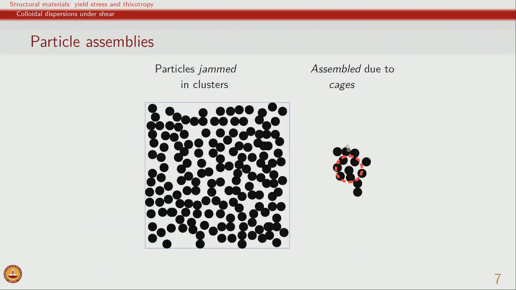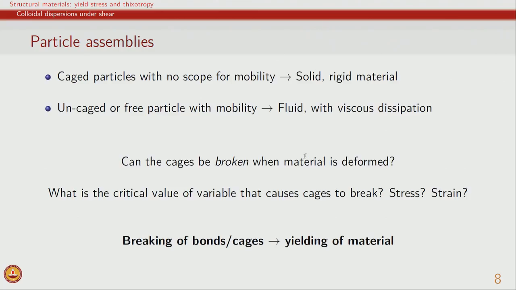What that implies is that when deformation is applied, there may be some rearrangement of the particles, so that it is relatively easier for the particles to move about. Again the question that arises is: is there a critical value of either stress or strain which causes the cage to break? If yes, then we can say that at this critical stress the material goes from a solid, rigid-like material to a fluid-like material, or if there is a critical strain at which such phenomena happen, then we can say that the material goes from a solid-like to a fluid-like state.